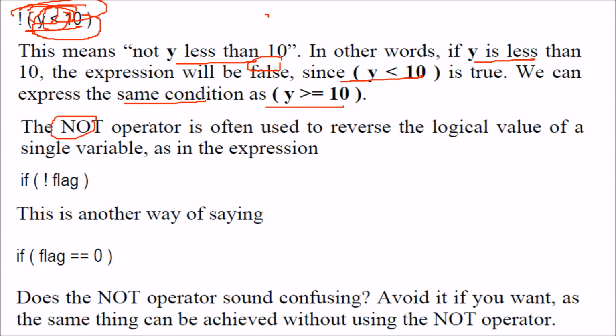So this NOT operator is used often where we want to reverse the logical value of a single operation. That is, if NOT flag. This is another way of just saying if flag equal to 0. If NOT flag means flag equal to 0. So it may seem somewhat confusing. So we usually do it when it is really required.